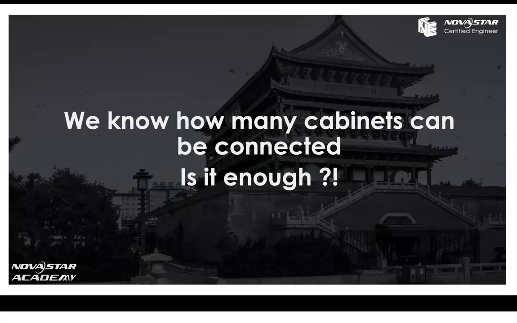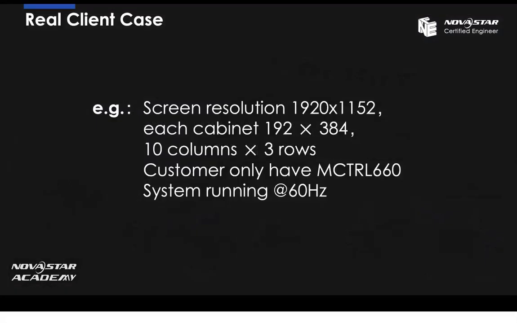So we know how many cabinets can be connected. Is it enough? Actually, no. Let's see a real case. I give you a real client case. We can see the screen resolution is 1920 by 1152, and each cabinet is 192 by 384, with 10 columns by 3 rows. Customer only has a control 660, system running at 60 Hertz. So my question is, how do we finish the screen connection, or how do we finish the cabling?